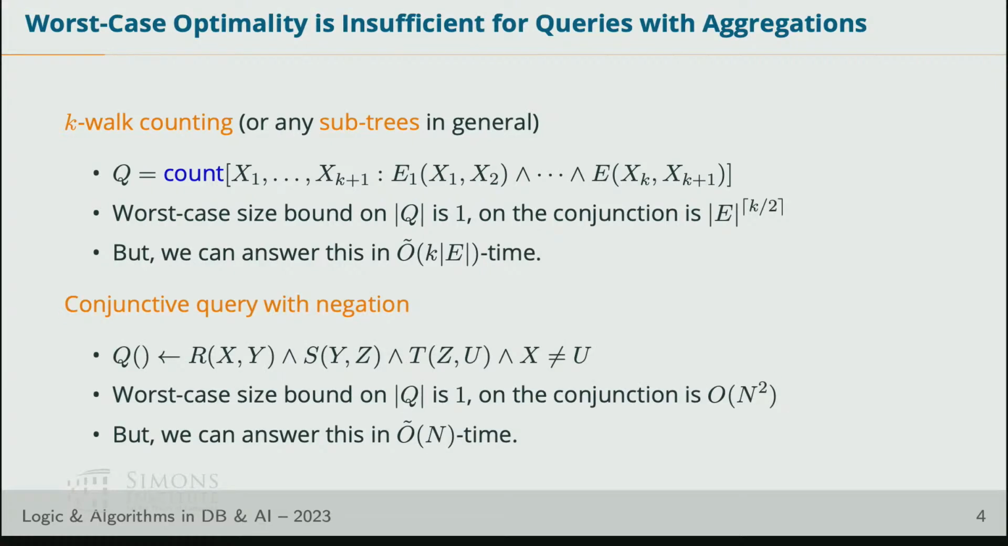Or if we take a conjunctive query with an inequality like this: this is a path of length 3, x, y, y, z, z, u. And then we require the first and the last vertices to be different. Then in this case, again, we know that we can answer in linear time, but both of the bounds are either too extreme, it's 1, or too high, it's quadratic.